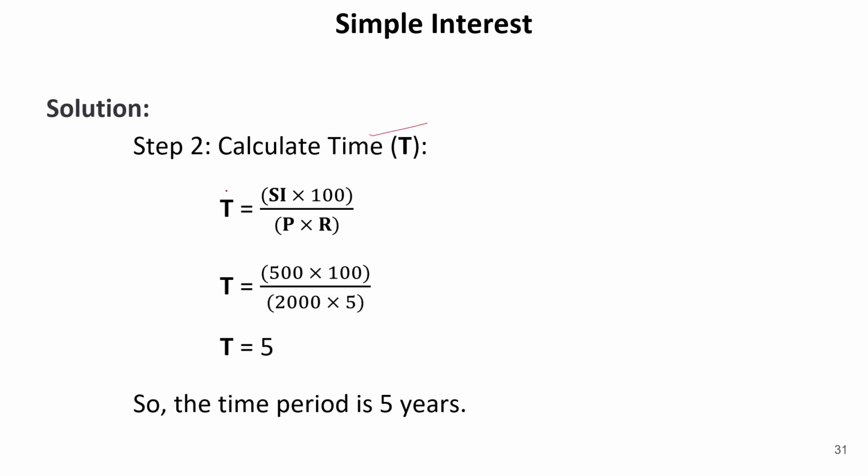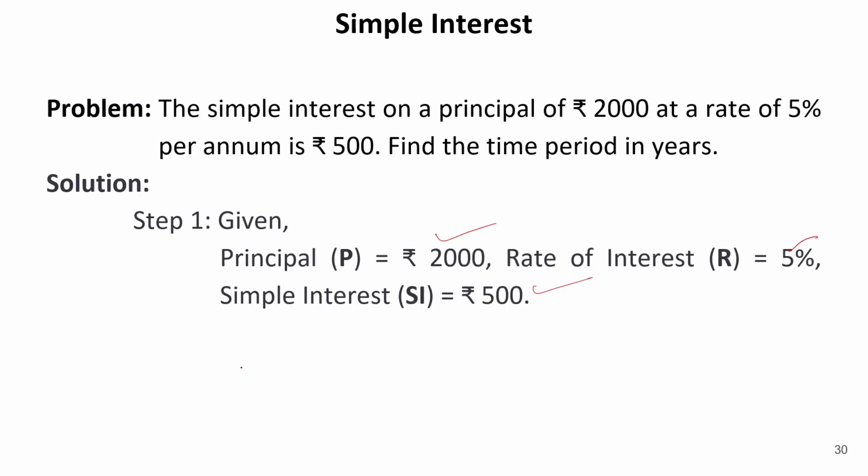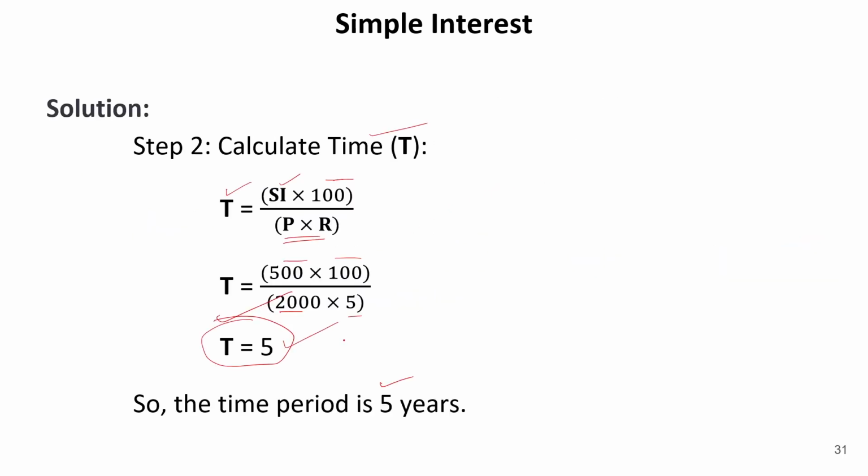So calculating T is equal to what? We have calculated SI into 100 whole by PR. So 500 into 100 whole by 2000 into 5. So it will be T is equal to 5. So the time period is 5 years. So for this kind of financial situation, that is, you have simple interest of 500 and the principal amount is 2000, okay, at a rate of 5% per annum, then what you have is T years time period. Okay, that is 5 years time period.